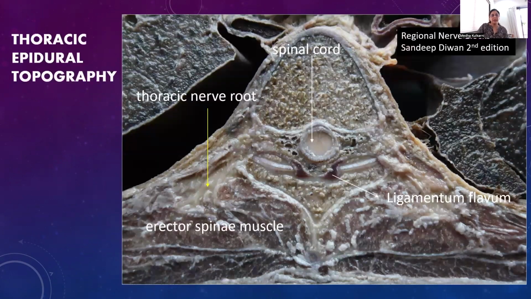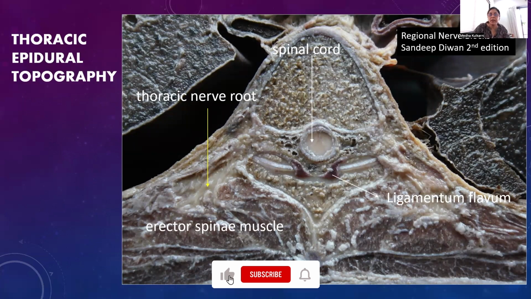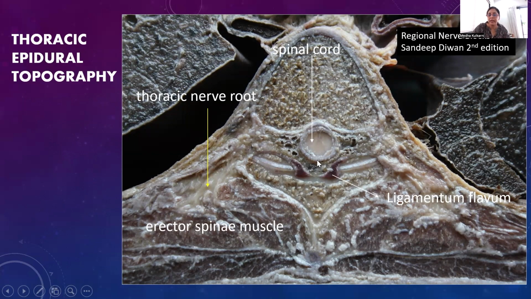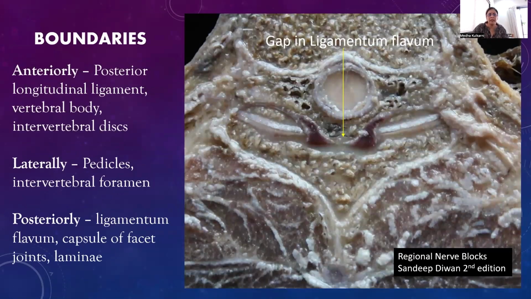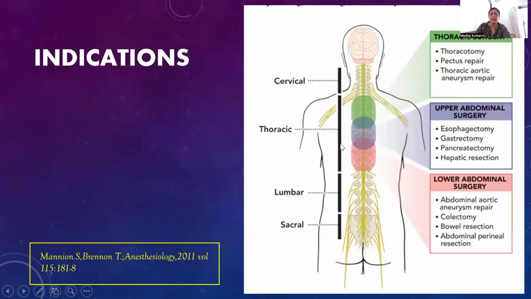Next, coming to the thoracic epidural. Again, the topography of the thoracic epidural space: the basic difference over here is the presence of the spinal cord as against the nerve roots of the cauda equina in the lumbar area. Here it is similarly bounded anteriorly by the posterior longitudinal ligament, the vertebral body and the intervertebral disc, laterally by the pedicles and the intervertebral foramen, and posteriorly by the ligamentum flavum, the capsule of the facet joints and the laminae. What is important for us to remember again is the ligamentum flavum; identify that, and this is going to give us the loss of resistance tactile feedback.